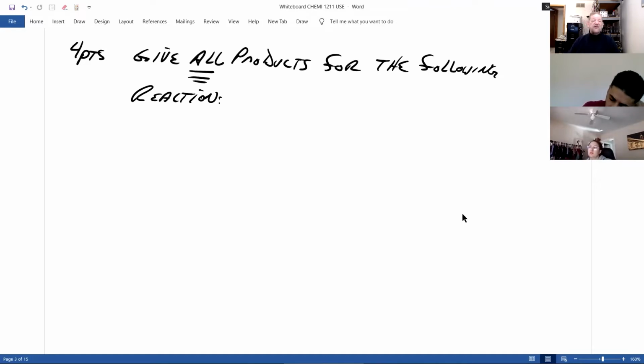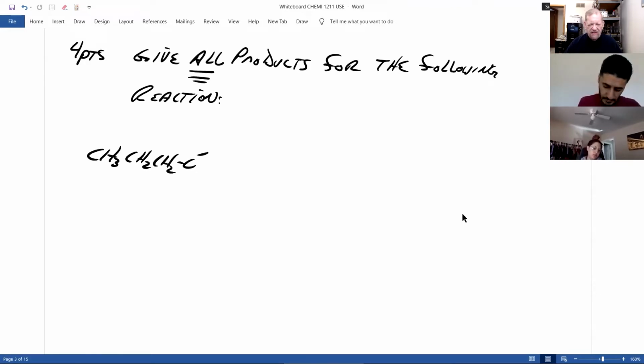And the question is give, and notice I have underlined all products, not just the organic, all products for the following reaction. And here it is. And I'll do this one, and I'm going to share one with you. And that is, what functional group is this?